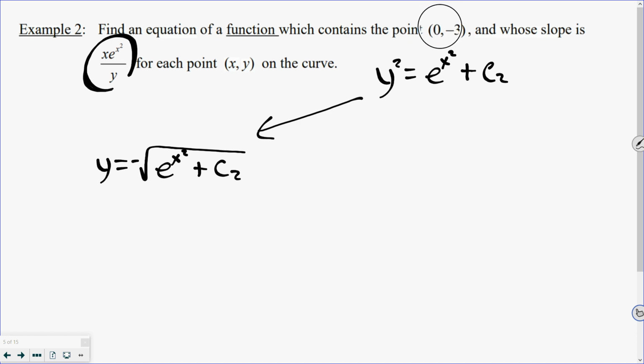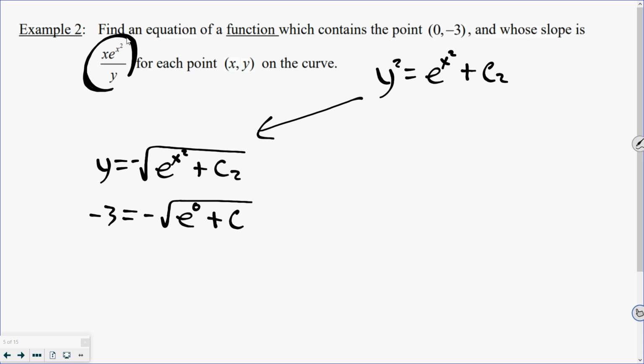Okay, now I'm going to plug -3 in for y and 0 in for x. I'm going to plug in that initial condition to find out what we get. So I'm going to go -3 equals a negative square root of e to the 0 plus some constant.